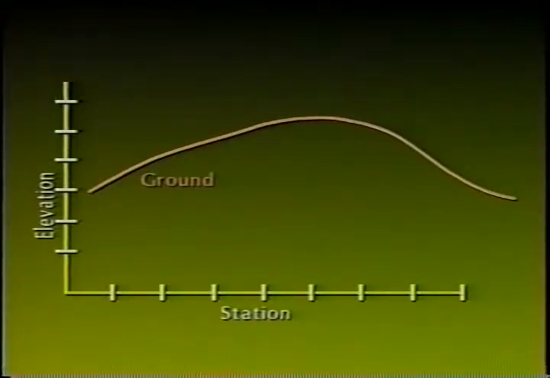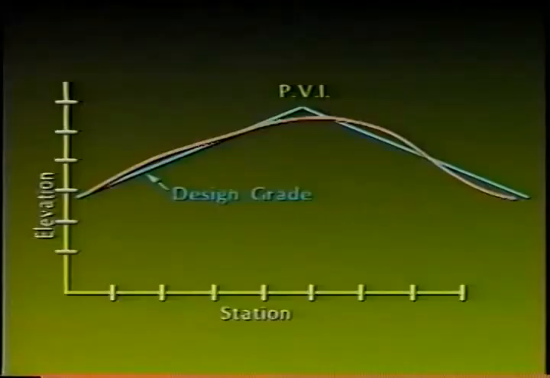Next, elevations on the ground are plotted along the alignment. This can be done by staking the alignment and running levels, or by plotting the intersection of the alignment with contours from a map or a digital terrain model. What you get is a ground profile with elevation plotted in relation to station, like the one shown. Next, a vertical alignment is plotted to fit the ground profile.